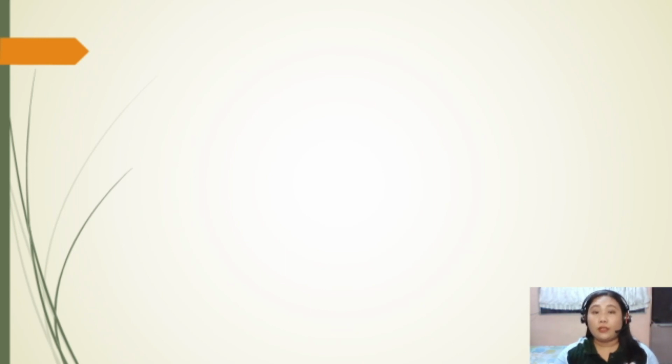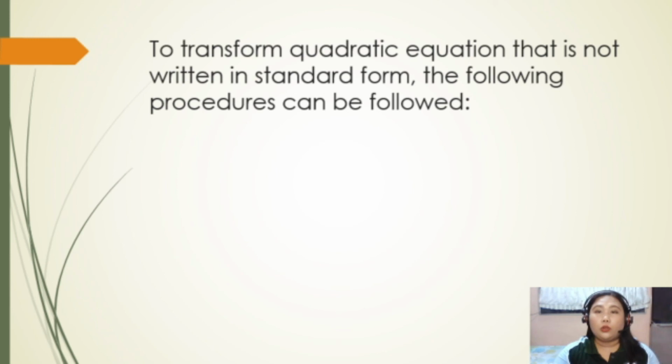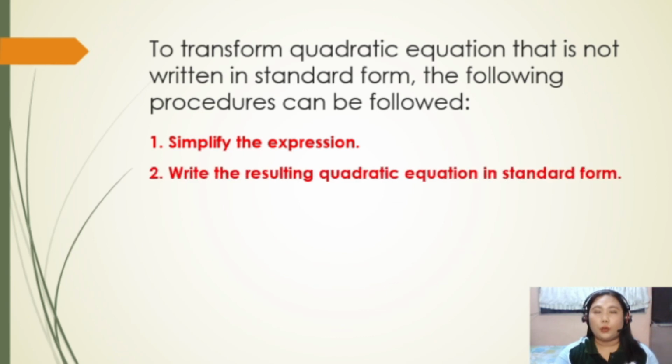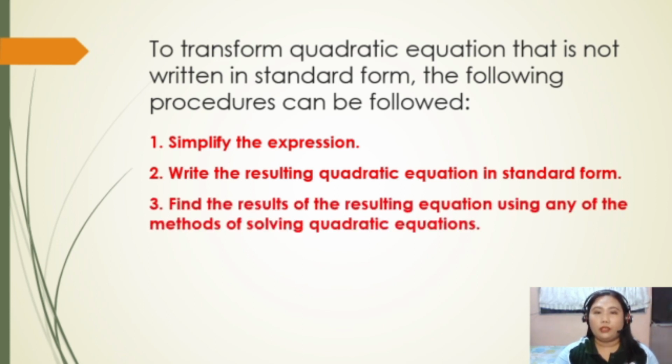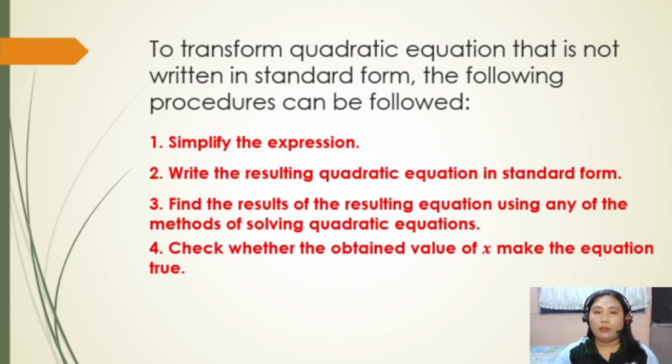Now, let's recall the steps that we use to transform quadratic equation that is not written in standard form. Number 1, simplify the expression. Number 2, write the resulting quadratic equation in standard form. Number 3, find the results of the resulting equation using any of the methods of solving quadratic equations. And number 4, check whether the obtained value of x make the equation true.